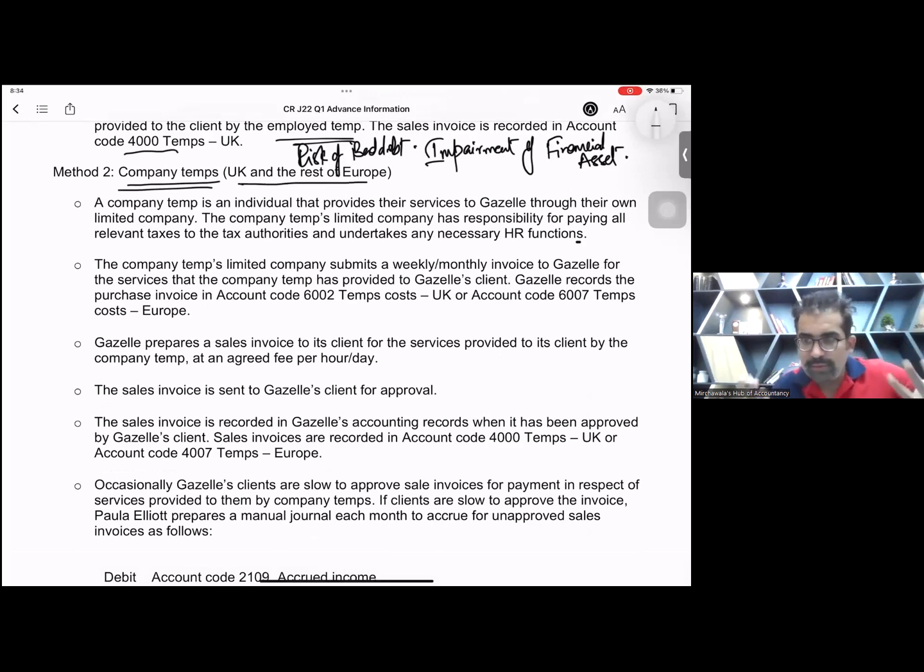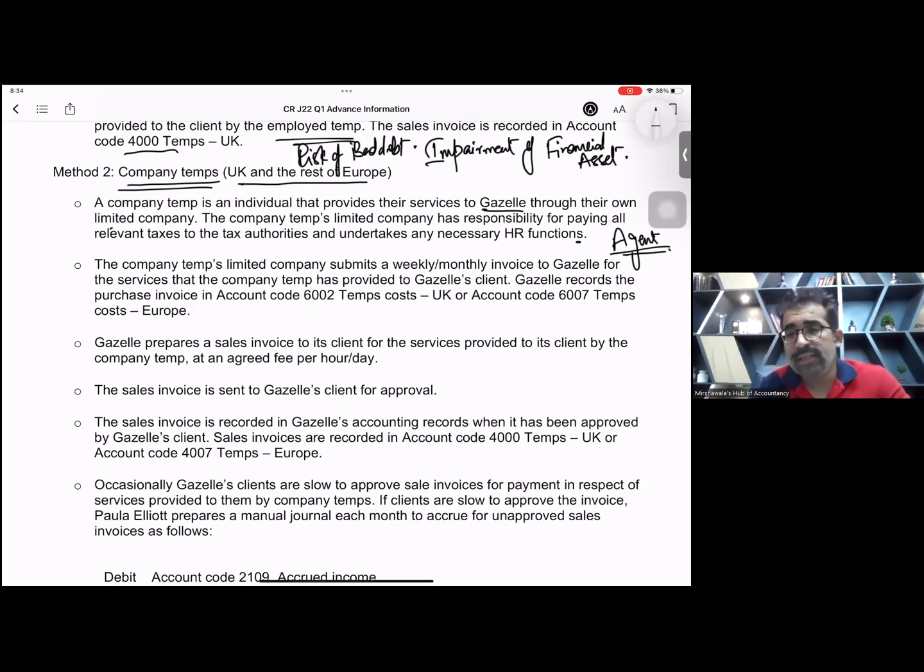Listen now, read the contract terms. A company temp is an individual that provides their services to Gazelle through their own limited company. Now listen, now we are the middleman. On one side we have a company, and on the other side we have a client. We'll just connect this company with our client. So I think, if I'm not wrong, we are working as an agent now.